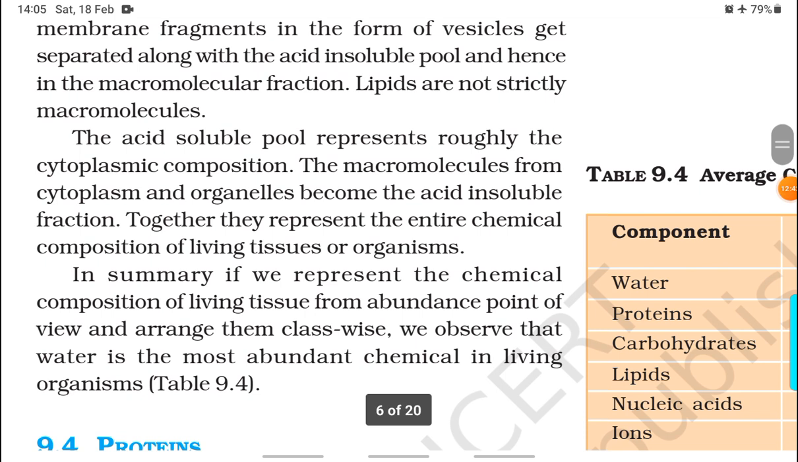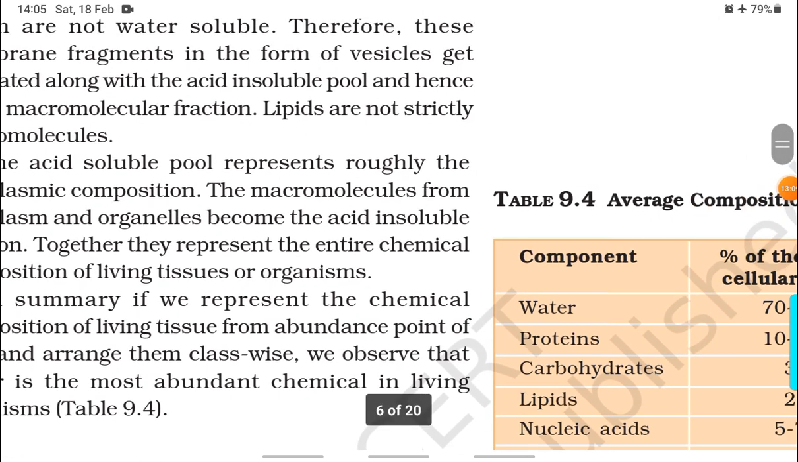The acid soluble pool represents roughly the cytoplasmic composition. The macromolecules from cytoplasm and organelles become the acid insoluble fraction. Together, they represent the entire chemical composition of the living tissues or organisms. In summary, if we represent the chemical composition of living tissue from the abundance point of view and arrange them class-wise, we observe that water is the most abundant chemical in living organisms.